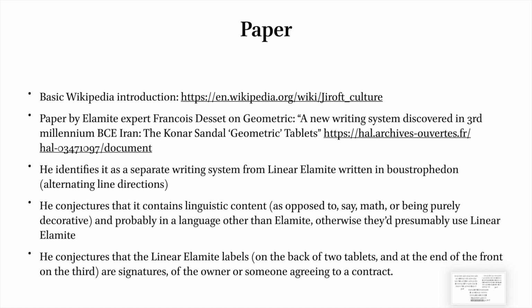He conjectures that it contains linguistic content as opposed to, say, math or being purely decorative. And probably in a language other than Elamite, otherwise they'd presumably just use linear Elamite. And he guesses that the labels, which are on the back of two tablets and at the end on the front of the third, are signatures of the owners or someone agreeing to a contract.